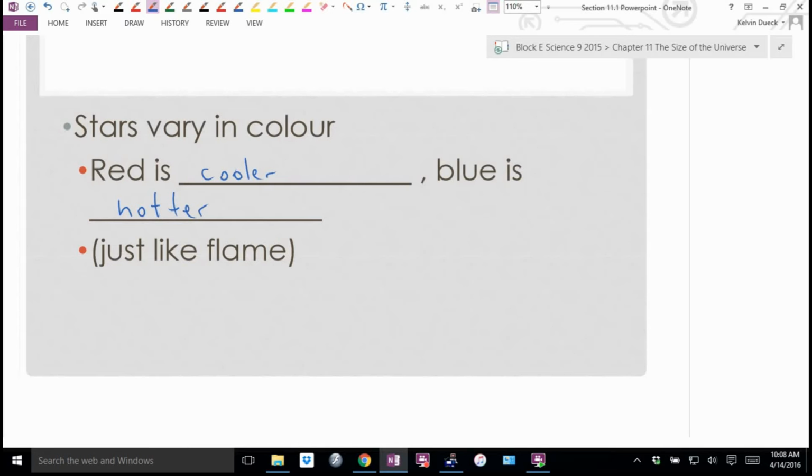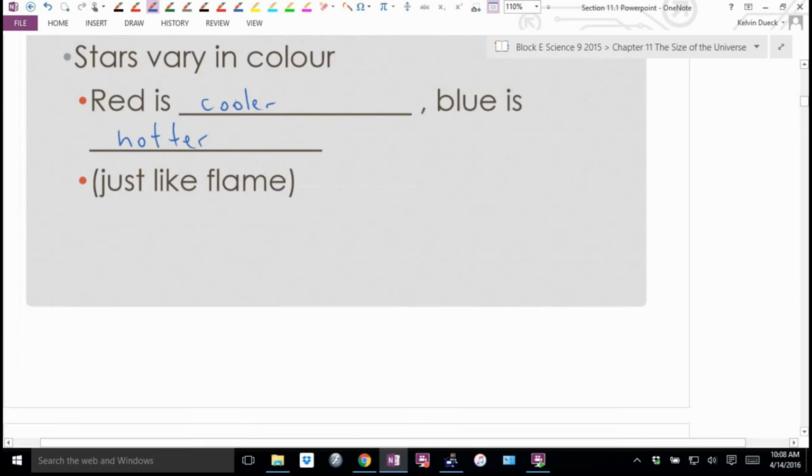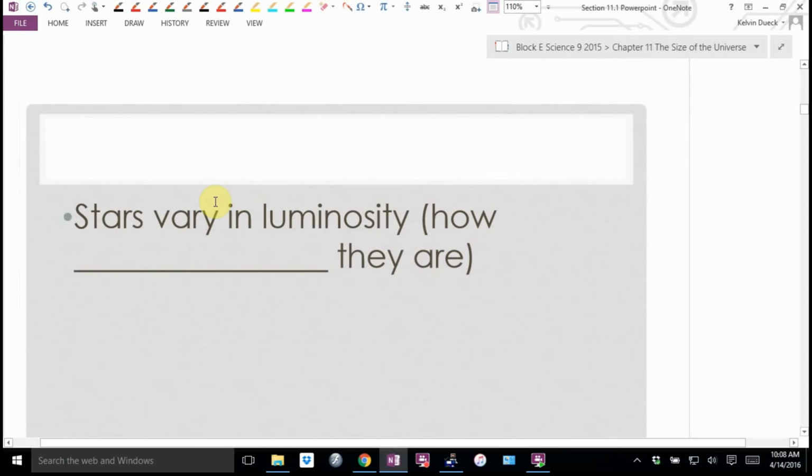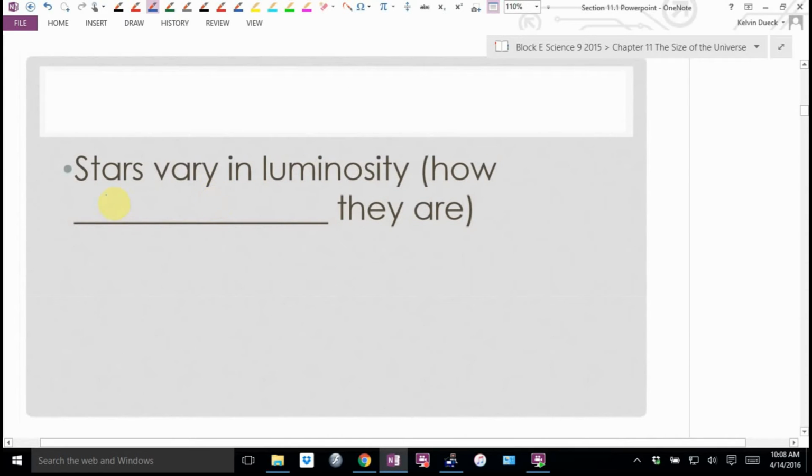So stars vary in size. That was the first thing. Stars vary in color. Stars also vary in luminosity. Know what the word luminosity might mean? Yeah, how bright they are. So we can categorize stars by size. We can categorize stars by temperature. We can categorize stars by brightness, by luminosity.